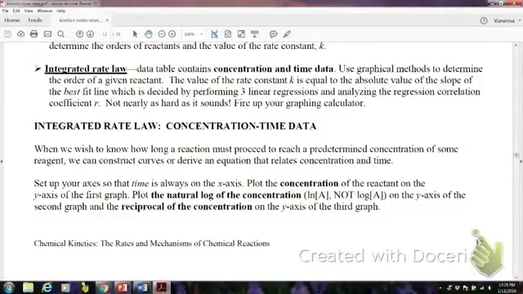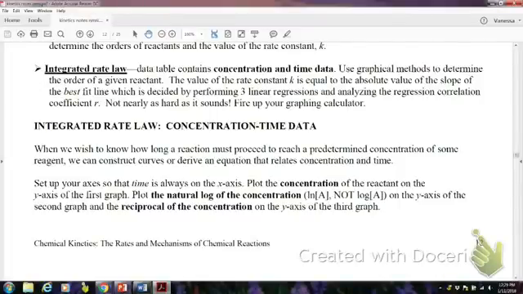Okay, so yesterday was differential, which was concentration and rates. The integrated is concentration versus time. And unlike the differential, where we could look at it and go, oh, it doubled, so the rate doubled, so it was first order, you can't do that with the time, okay? So we have to do a graphical analysis to do that, okay?